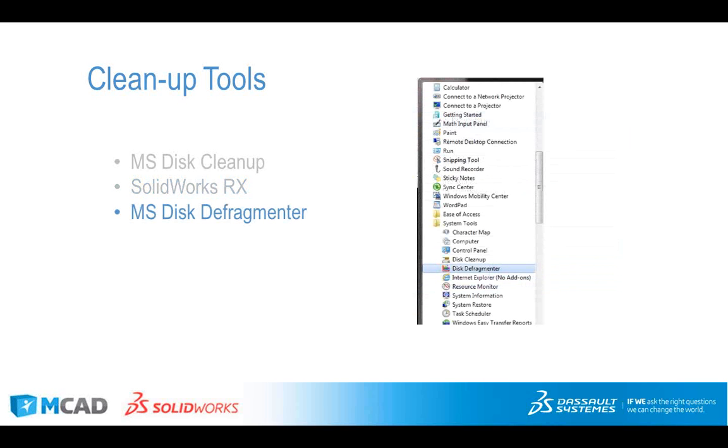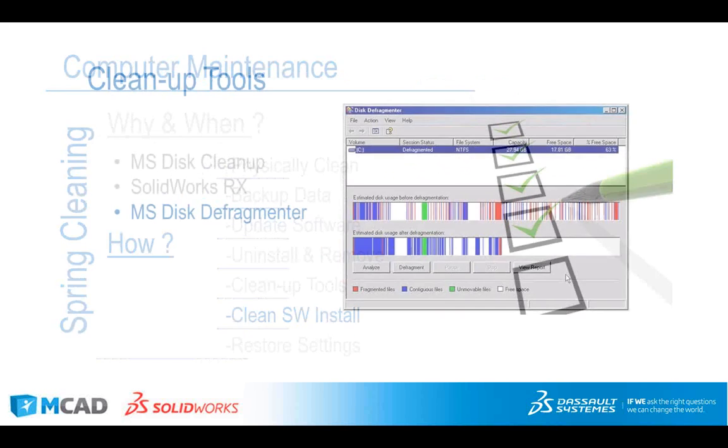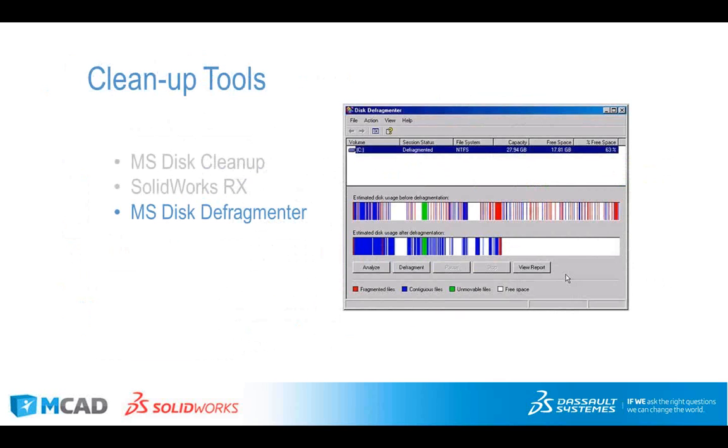Now if you look at the disk defragmenter, this could have been kicked off by the RX, or it can also be done under your system tools, again under your programs. It basically groups related files together so that they're accessed quicker. It does have an analyze button, and it will tell you how fragmented it is. In general, if it's 10% fragmented or so, it would suggest running it. But you can see in that bar graph how it ends up organizing and grouping the files.